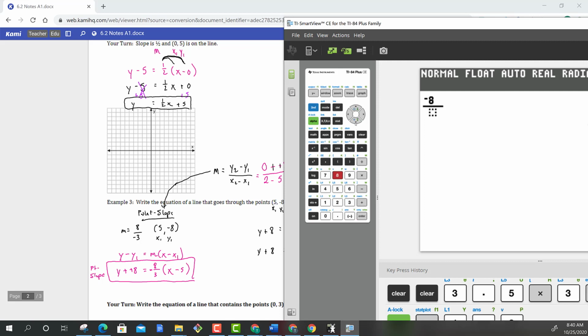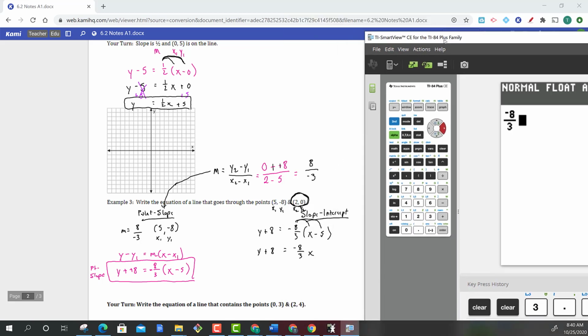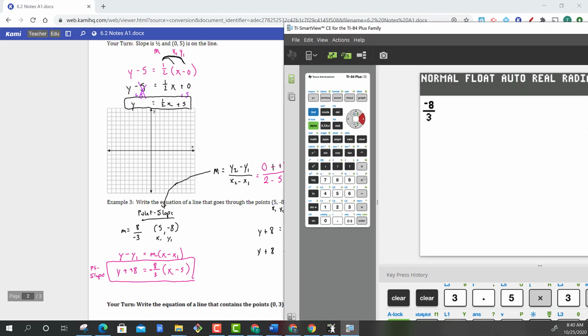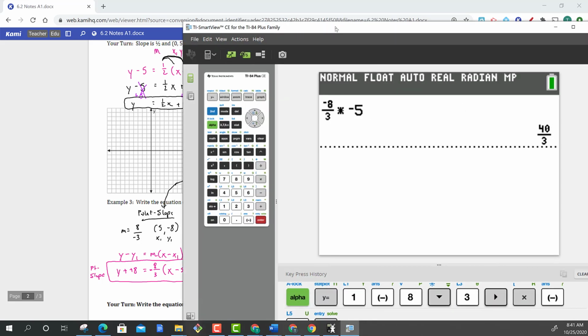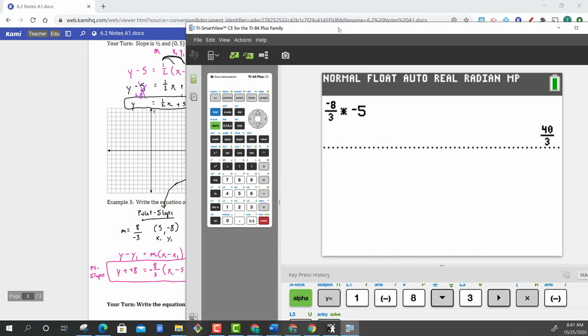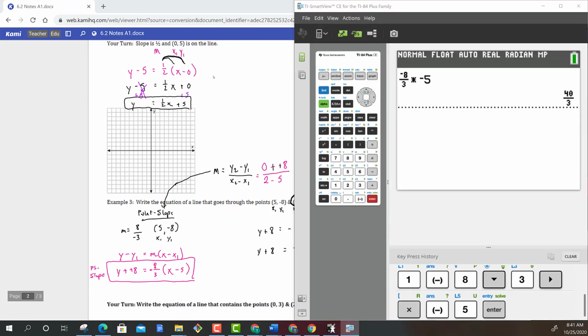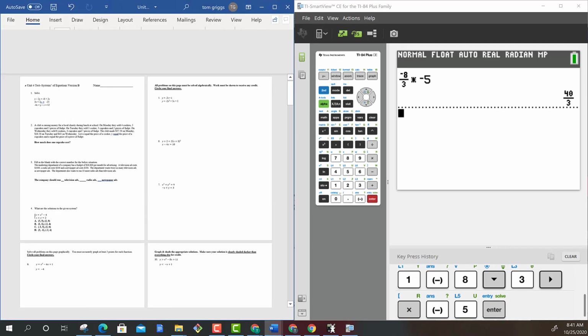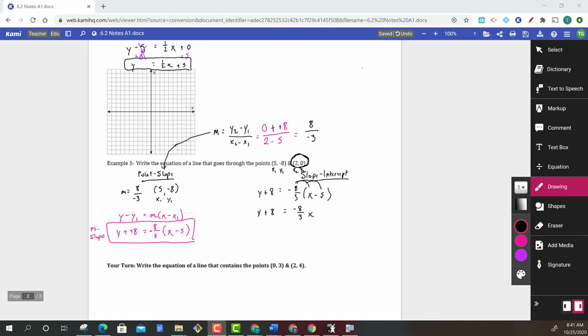Remember, you can put that negative sign with the 8 or the 3, or you can put it in the middle. It doesn't matter. We're multiplying -8/3 times -5. Make sure you use the negative sign down here at the bottom underneath the 3 key. And we get 40 thirds. We want to write that as a fraction. And then finally, subtract 8 from both sides, because remember, we're solving for y.